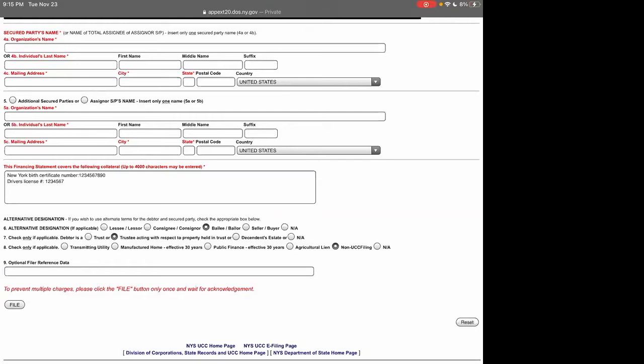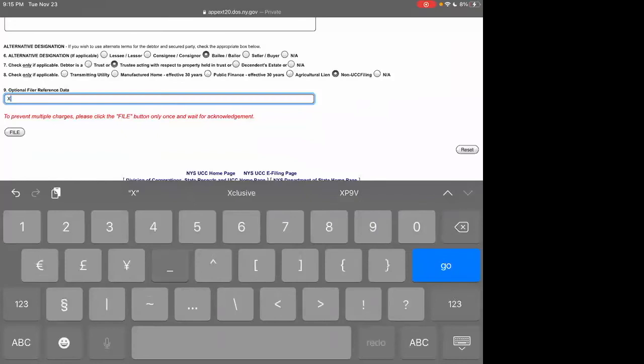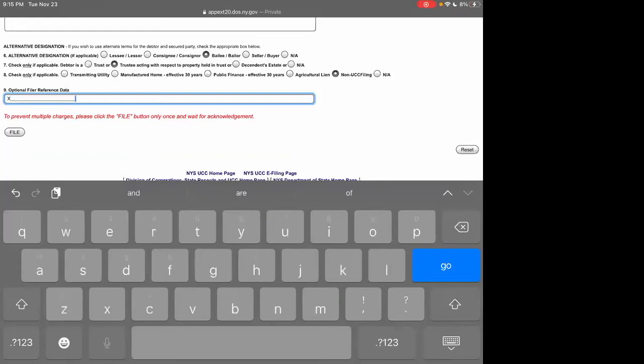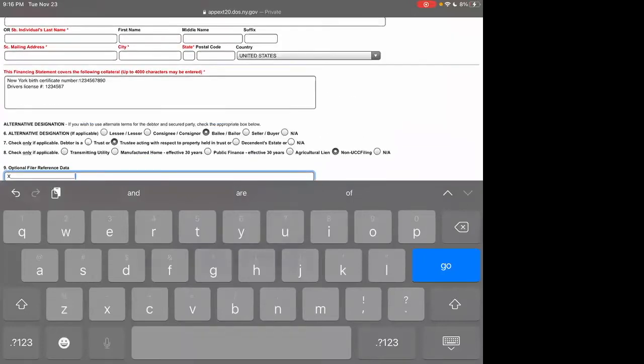And then any optional reference data if you want, or you can just put an X and then an underscore line, and then another X and then another underscore line, and then you can do it that way. Really just depending on you. Okay, does that make sense as far as that goes and how you're doing that UCC statement to convey your property for the purposes of banking?